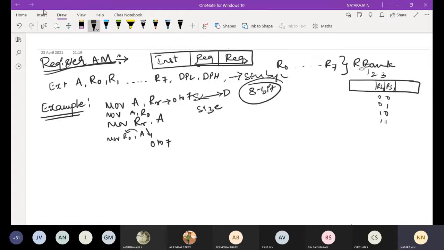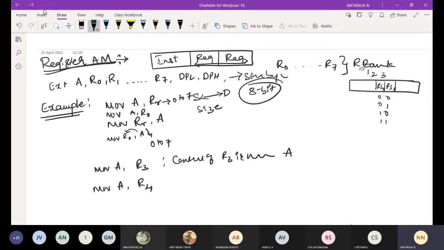Okay. Then one more example. MOV A, R3. Next, MOV A, R4. Here the comment: contents of R3 are moved to the accumulator. This is also the same: whatever the contents in R4, we are going to move them into the accumulator.